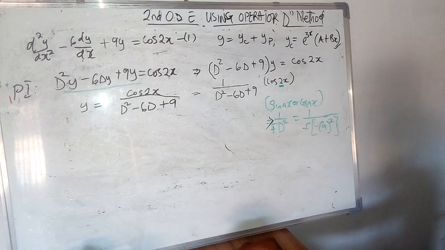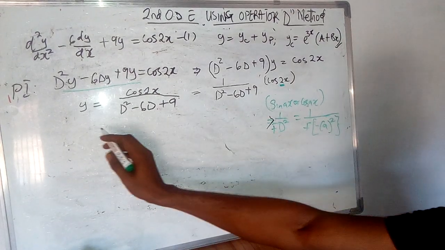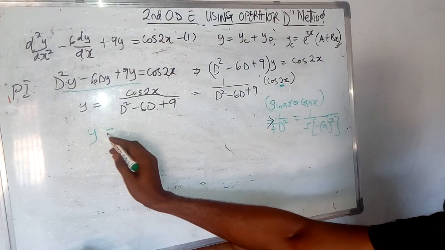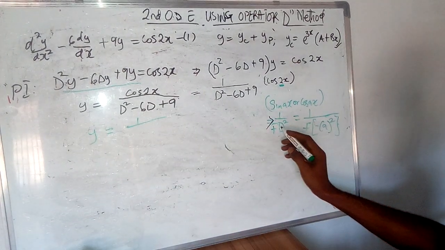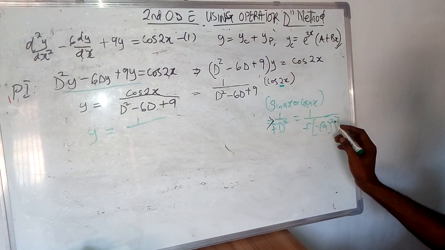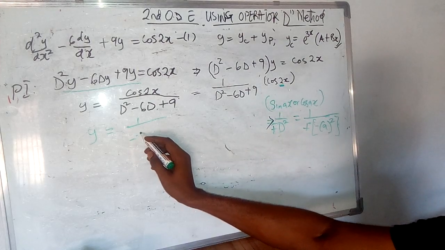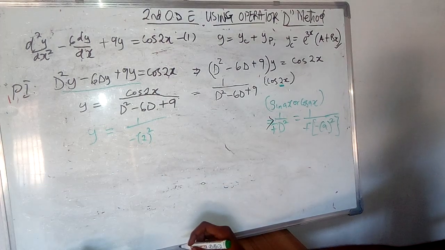A is 2. So what do we do? We include our operator there, and this will be y equals 1 all over, wherever you see D, you replace it with minus a all squared. So this will be minus 2 all squared.